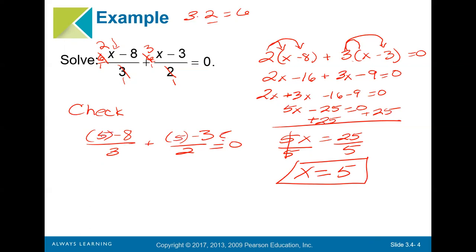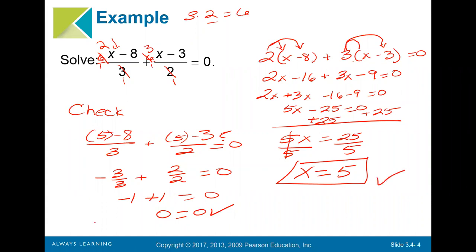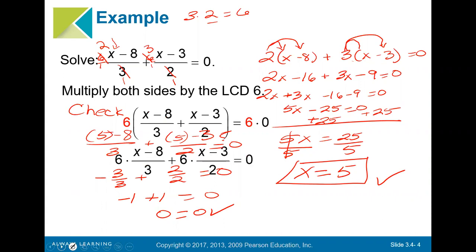So now I got 5 minus 8, so it gives me a negative 3 over 3, plus 5 minus 3 gives me 2 over 2, is equal to 0. Well, positive 3 goes into negative 3 negative 1 times. 2 goes into 2 a positive 1 time. Negative 1 plus 1 is 0. So therefore, this is a true solution. Okay, so moving on.